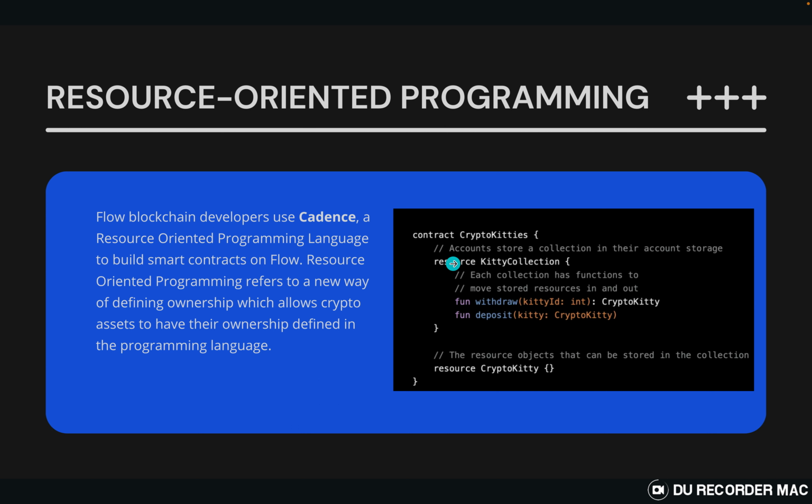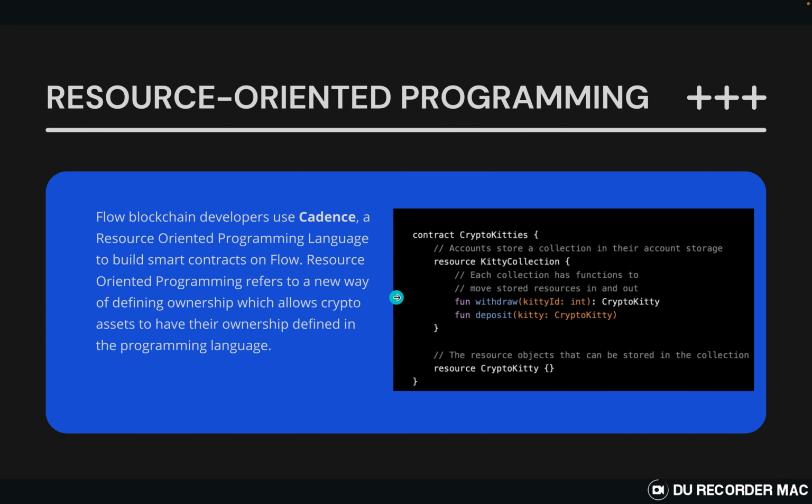So it made the programming language understand that anything that has a resource modifier attached has specific rules before it can be touched, and any transaction that is trying to update that particular entity has to follow those rules. So if you look at it here now, this kitty collection resource has rules. It has functions for withdraw and deposit and all that kind of stuff, right? It's different from what we're familiar with in Solidity, right? So yeah, that's mostly it about the resource oriented programming.